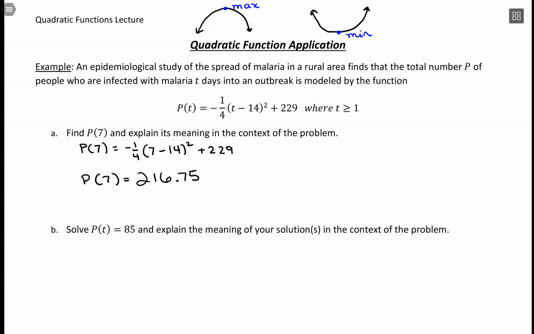This is number of people. So let's go ahead and round this to a whole number. So this will be about 217. So this is 7 days into the outbreak, and we see about 217 people are infected. So let me write about 217 people are infected after 7 days.